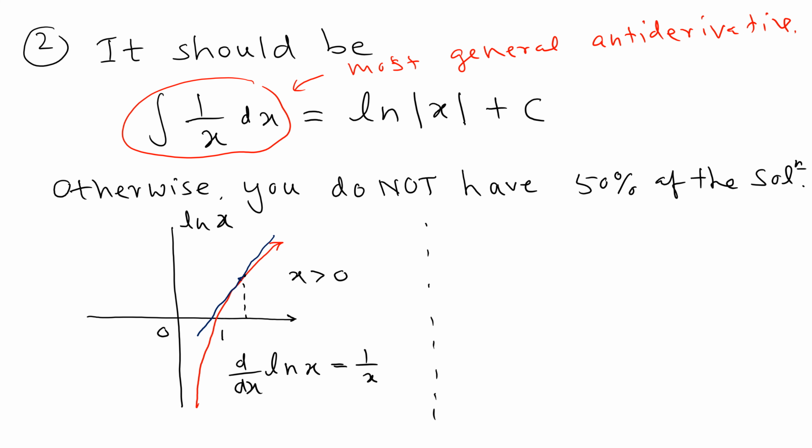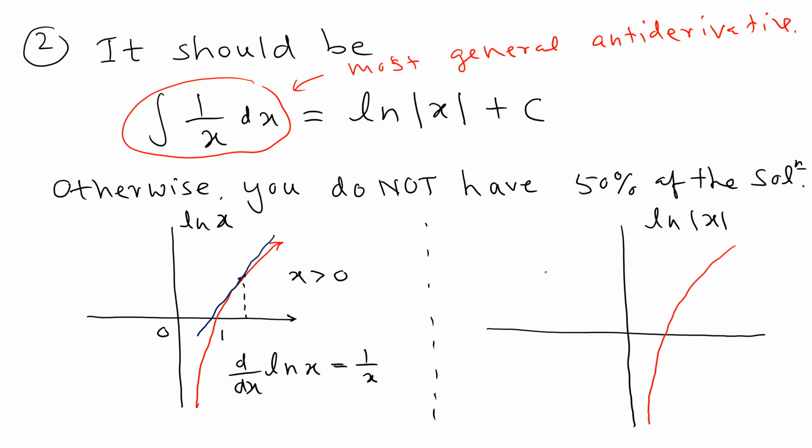There's another graph. If you look at the function ln absolute value x, this is what happens. We're going to graph ln absolute value x. It jumps to the other side. When you take the absolute value, you get the mirror image across the y-axis. So the graph is like this. You get two branches, one for the positive x and one for the negative x.